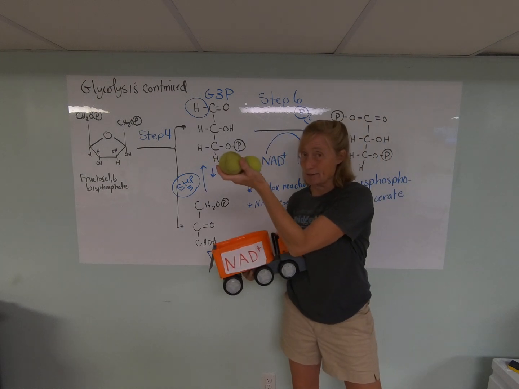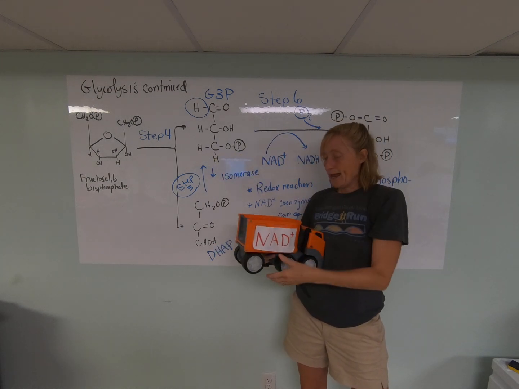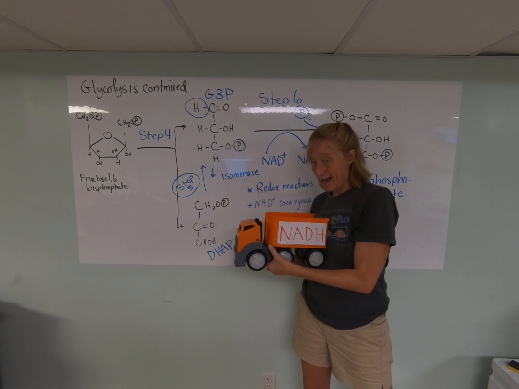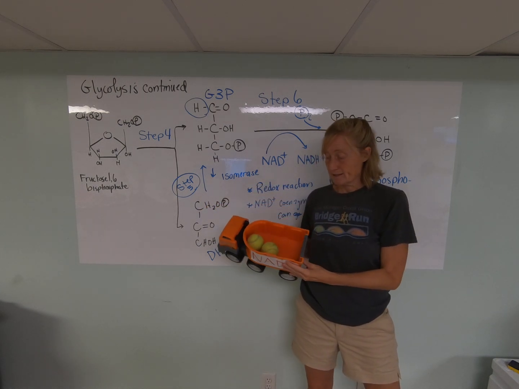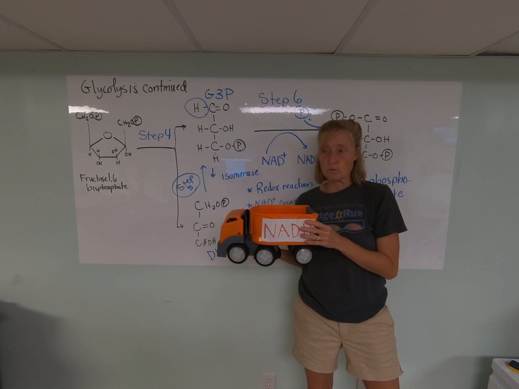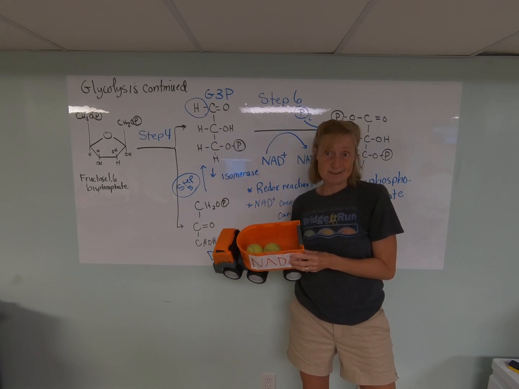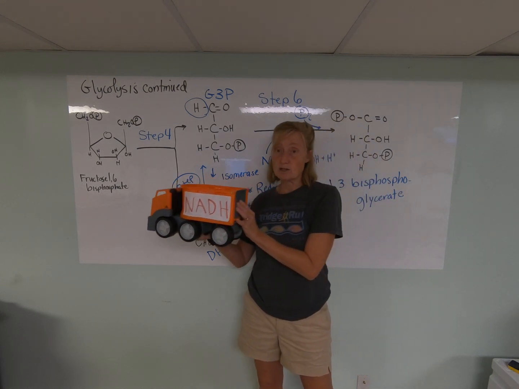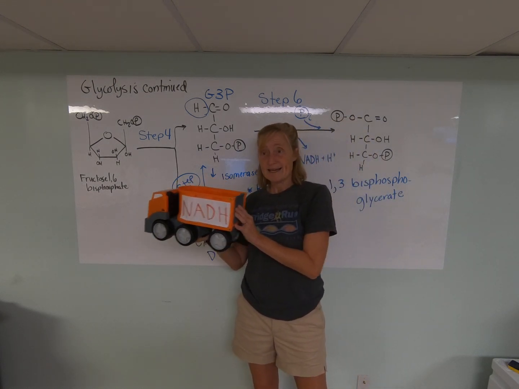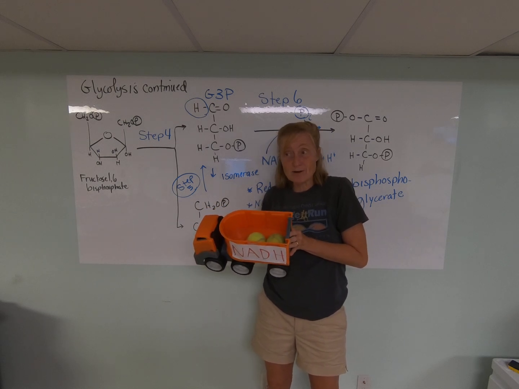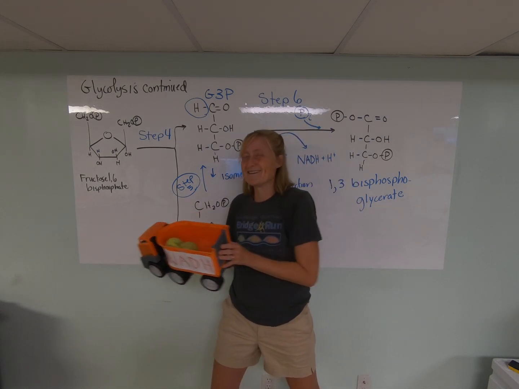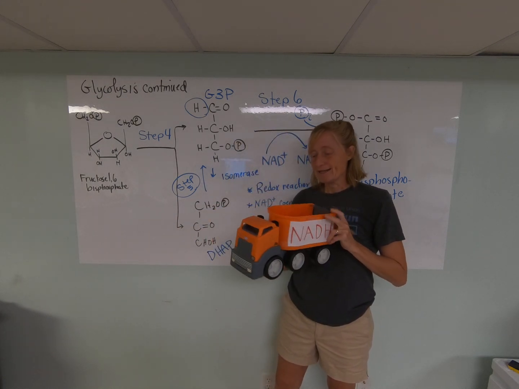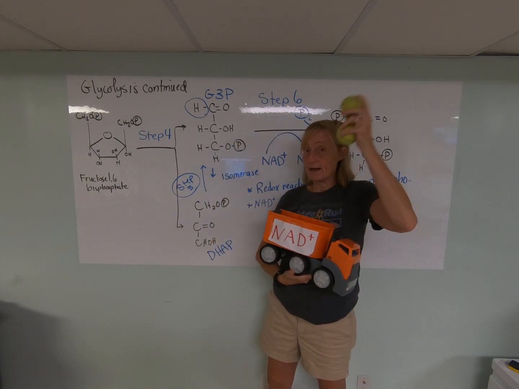Think of these little tennis balls as the high energy electrons. And as it does, it then becomes NADH. Now it's filled up. Its dump truck is filled up with high energy electrons. And we can think of NADH as being a little shuttler of high energy electrons. It's going to carry these high energy electrons around and maybe use them for good later, use them to help make ATP later.